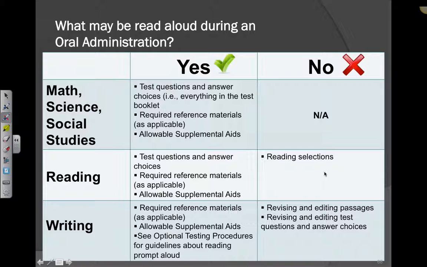For the writing, required reference materials as applicable, allowable supplemental aids, and then the optional testing procedure for guidelines about reading the prompt aloud. But on the writing, the revising and editing passages or test questions or answer choices can never be read aloud. So make sure you adhere to that. That concludes this section of the testing training.